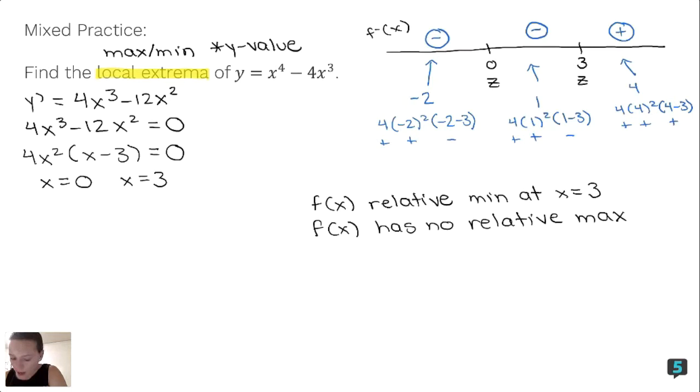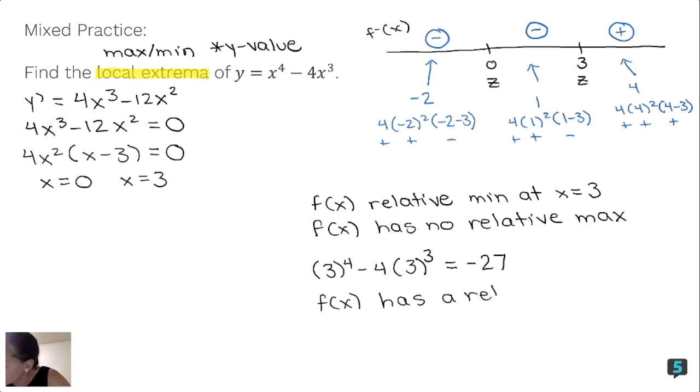So I'm going to take 3 and plug it back into my original equation. I'm going to get 3 to the 4th minus 4 times 3 cubed. And when I do that, I should find that this equals negative 27. So the answer to this question would actually be that f of x has a relative minimum of negative 27.